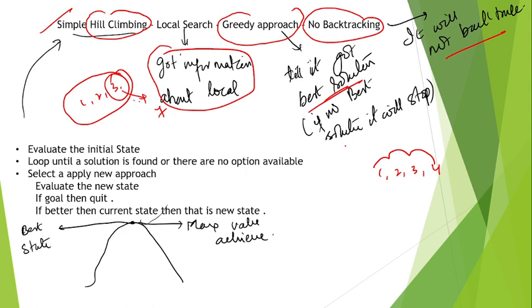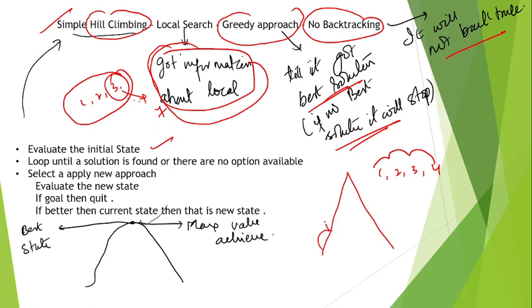If there is no better solution, it will stop. It is a greedy approach, and it has all the information of a local search. Let's take an example. You are just climbing on a hill. This is my hill, and you're climbing like this. Do remember, you're climbing like this.